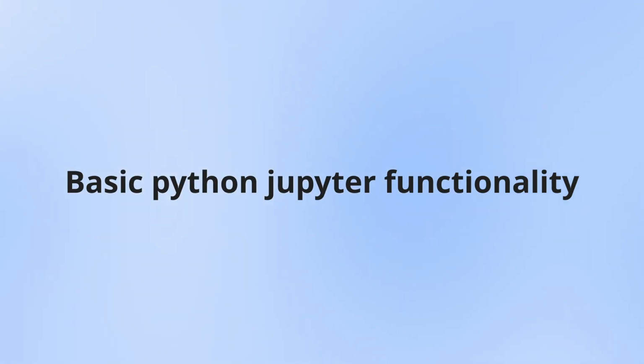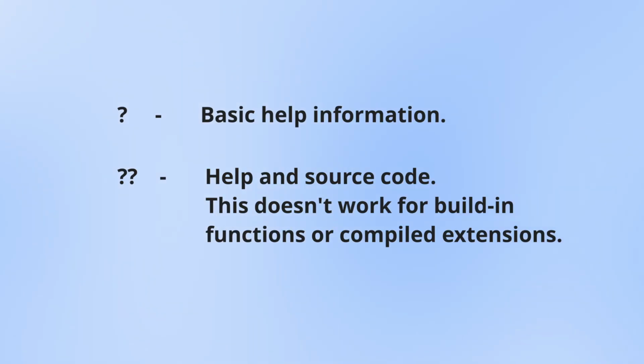Hi, in this video I will cover some basic Python Jupyter functionality. First up are the question marks. Single question mark would display basic help for a class or a function. Double question marks would also display source code if available. Source code is not available for Python built-in functions and compiled extensions, for example NumPy.